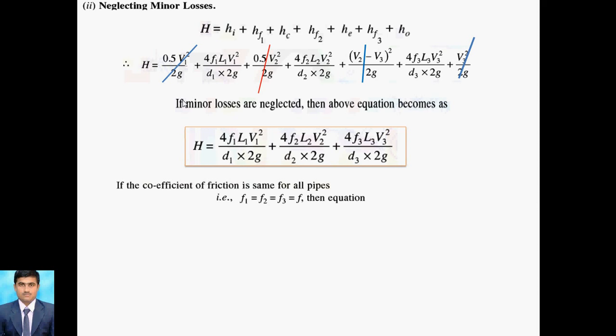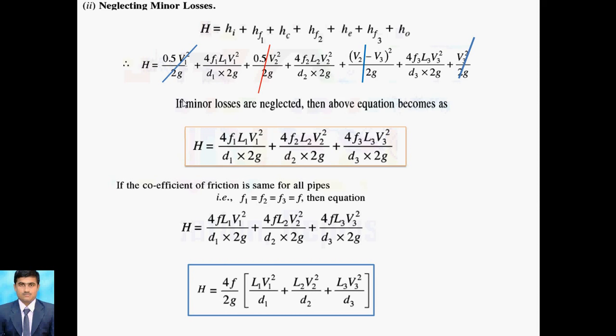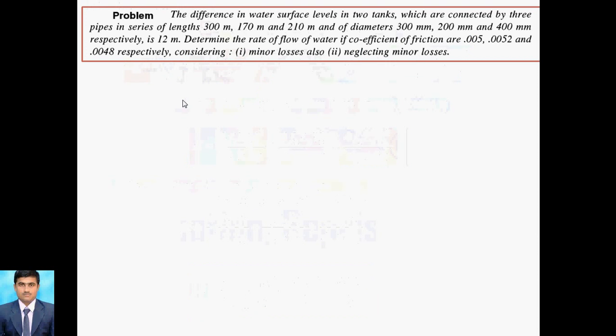Now we move on. If the friction coefficient is the same, then F1, F2, F3 equals F, and you can put the coefficient of friction F as it is. Then this is the formula for the common terms. We can relate H equal to 4F by 2G times (L1 V1 square by D1, plus L2 V2 square by D2, plus L3 V3 square by D3) in brackets. This is for neglecting the minor losses.